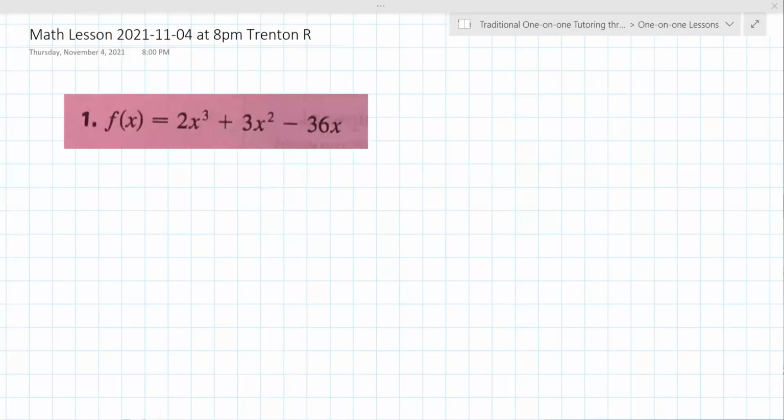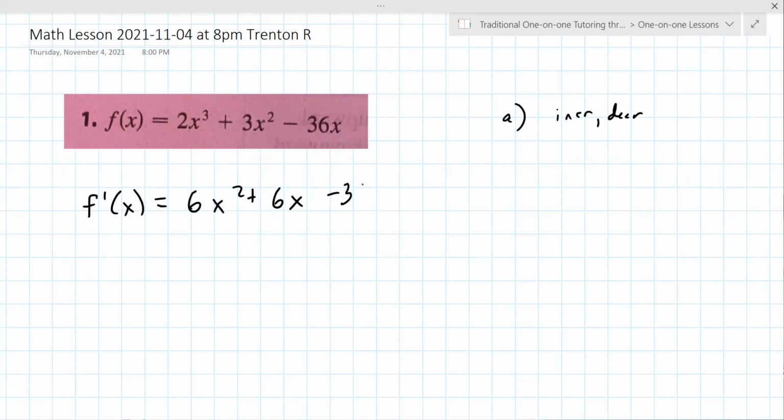We'll get started here. So question A, part A is increasing and decreasing. So you have to take a derivative. You should know that by now. I mean, you're in calculus. You've got to be able to take a derivative, and that's why it was emphasized so much.